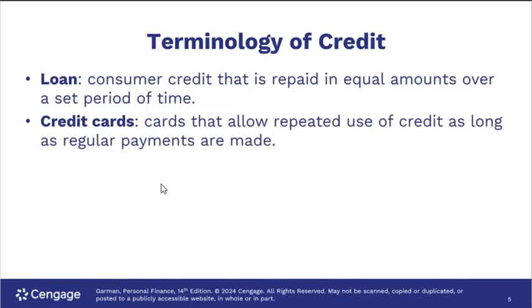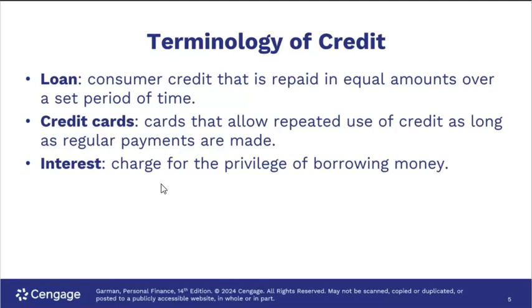That's our concern here. The credit cards, the cards that allow you to use them repeatedly, at any time, as long as you don't exceed your limit and you make your regular payments. Interest is the charge for borrowing money, so the interest is calculated based on the APR. So we use the APR and we divide that by the number of periods. That's usually monthly, and we multiply that by the outstanding balance, which can be calculated in multiple ways.